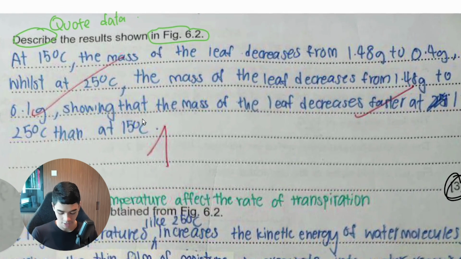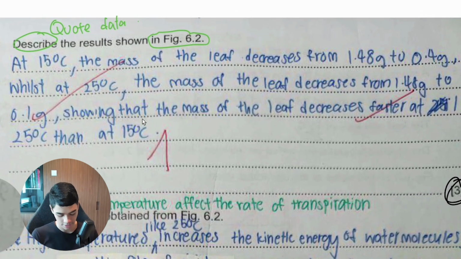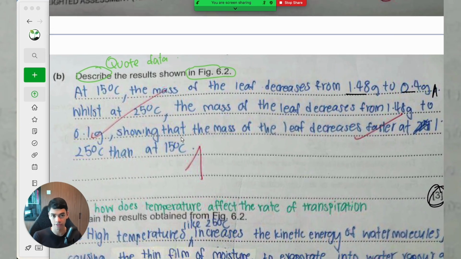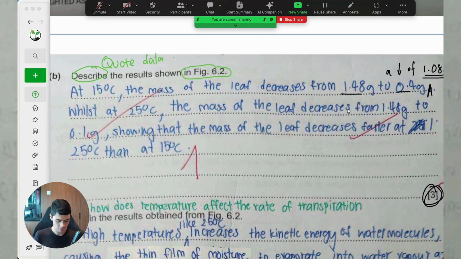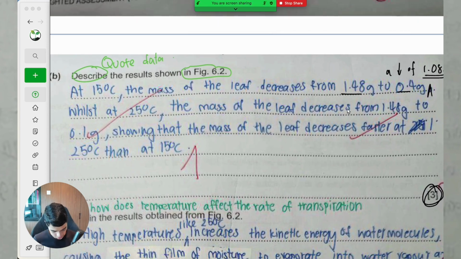So for the 15 degree graph, mass decreased from this to this. Now here's a missed opportunity, interpretation and calculation of the data. So which is a decrease of how many? 1.08 grams. You calculate the difference, and that would be describing the data even better. I would do the same thing for the other one, decrease from 1.48 to 0.1, and that is a decrease of 1.38, showing that the mass of the leaf decreases faster. Right, so that was already 2 marks, comparing the overall trend with which one decreased faster.